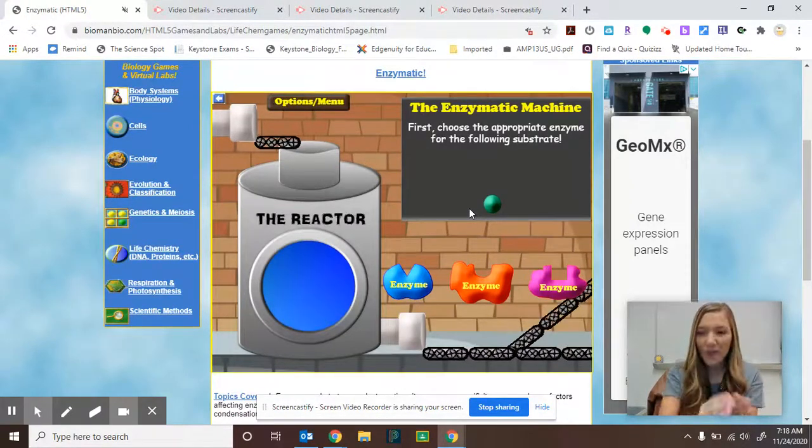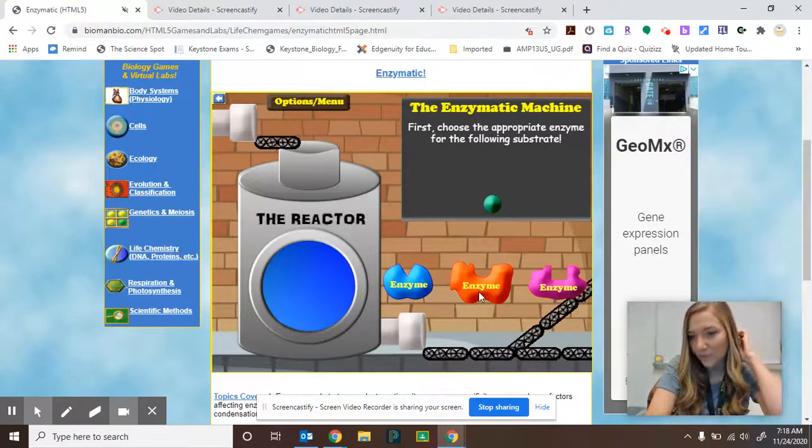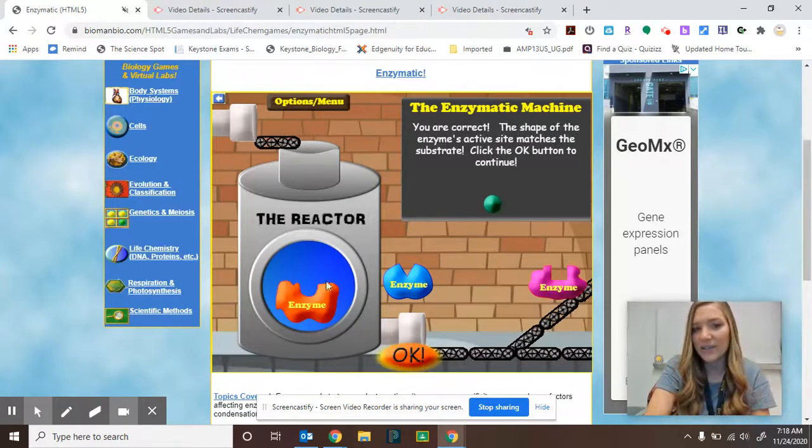If we look at my 3 options here, this is kind of a square active site. We don't want it. This has a pizza slice active site. We don't want it. Let's pick the orange one because that clearly fits with my little round substrate. Super, we are correct. The active site, remember the area where they fit together, matches perfectly with that substrate.